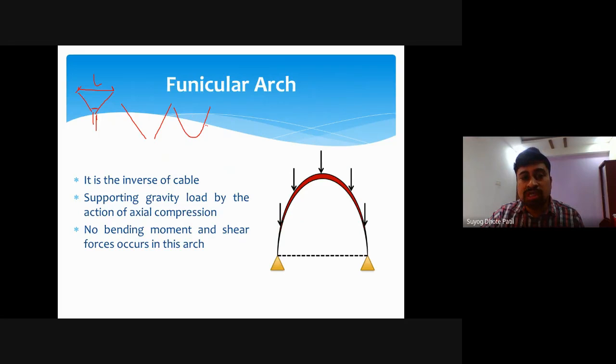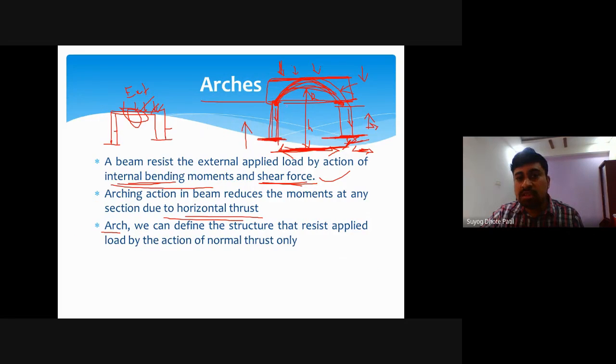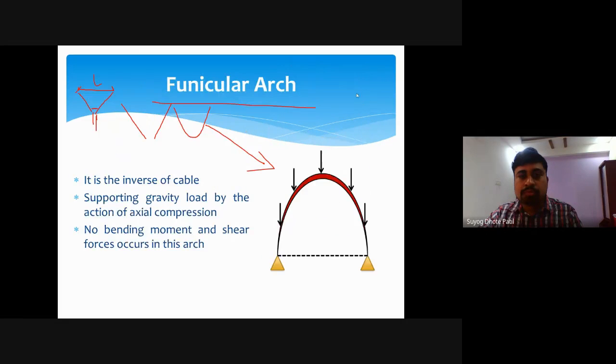So any arch just like this funnel is a funicular arch. Another arch will be this one, where the horizontal thrust between the two supports is very large as compared to the funnel. This comes under the category of parabolic arch. So this is a funicular arch.